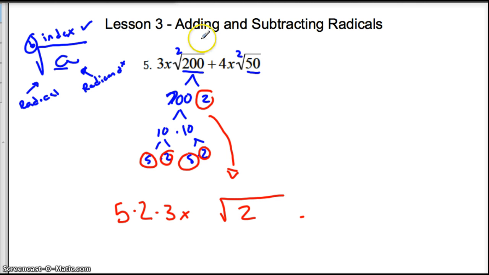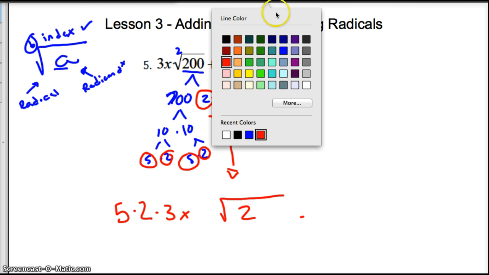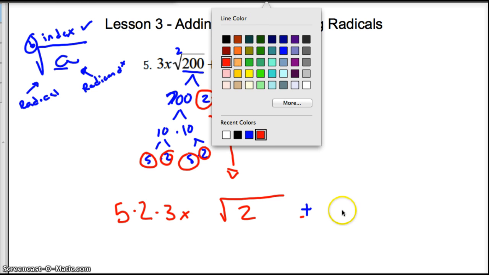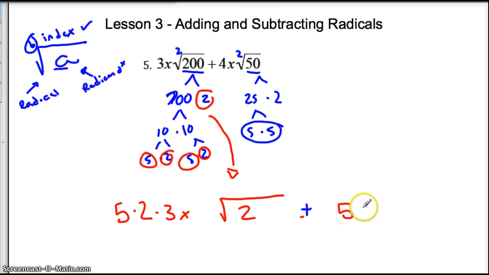Alright, now let's look at this guy. When we look at our second one, we got 50. Now, we already did this guy already, but let's just look at it one more time. This is 25 times 2. And that becomes 5 times 5. And look at that, I got my two 5s together. So, who gets out of jail here? I get a 5 out. And I also have my 4x already out there. Now, who's stuck in jail? Sorry, 2, you're stuck in jail again. But this looks good. Now we have the same radicand.